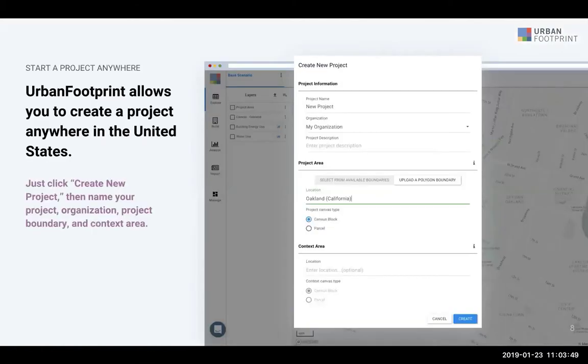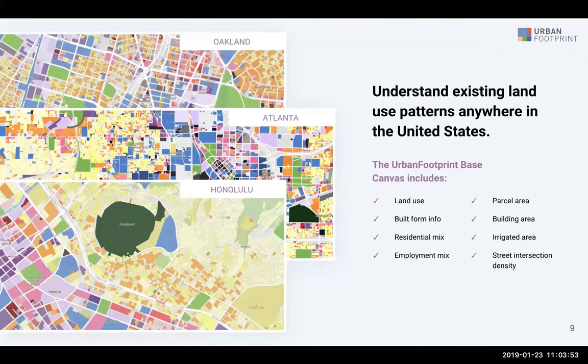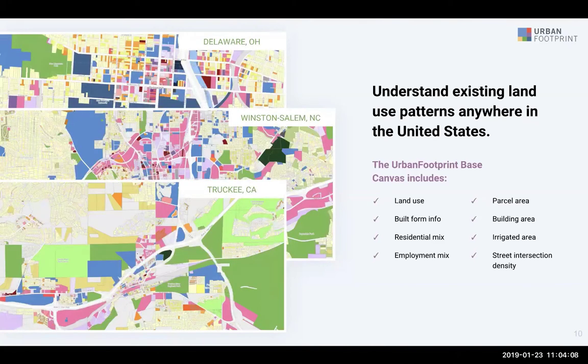Urban Footprint allows you to create a project anywhere in the United States. Once in a project, the Urban Footprint base canvas contains key information you need to understand the built environment, including land use, parcel, building, and irrigated data, built form details, residential and employment mix, and much more.